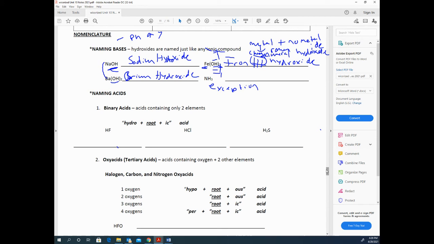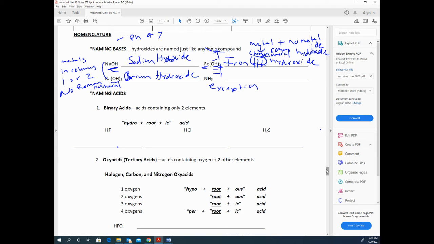Easier to write on these boards. So these two metals in columns 1 or 2 have no Roman numerals in the middle. Okay, so those first two didn't need it, but the iron did.